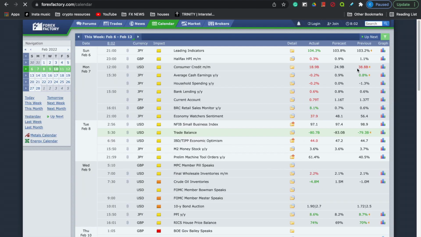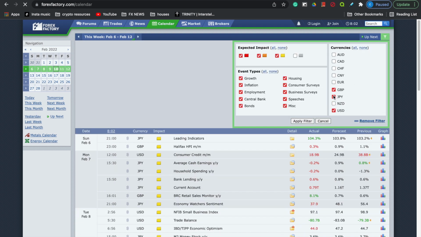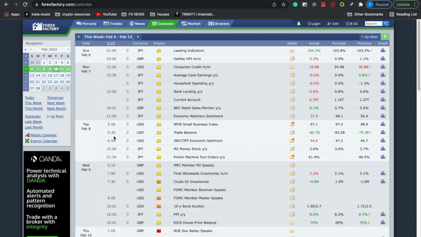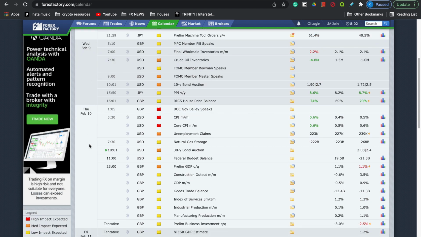You can also utilize this little green tab right here and pick whatever kind of fundamental you want to be released for whatever currency pair you're trading. I like to have mine set for GBP, JPY, and USD because those are the pairs that I trade. So I apply that filter and then I can scroll down to where we see Thursday, February 10th. We can see that CPI came out at 5:30 a.m. as well as unemployment claims. So how, utilizing this information at 5:30 a.m. in tandem with our trading, can we give ourselves an edge in the market?